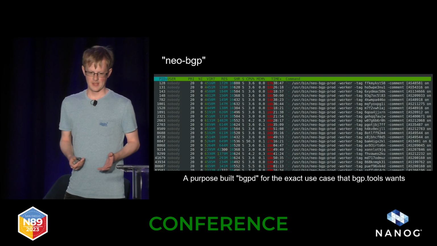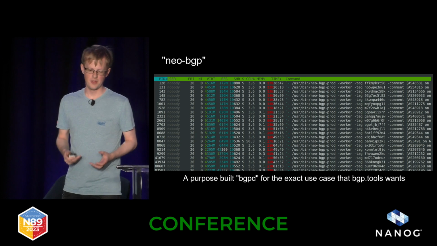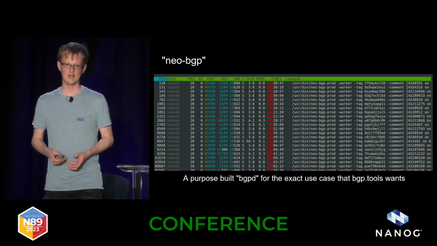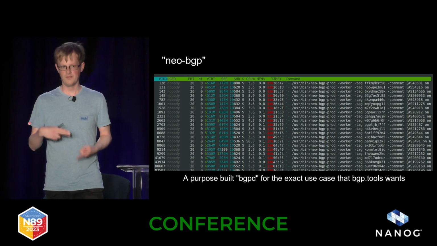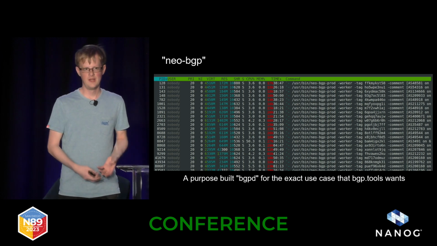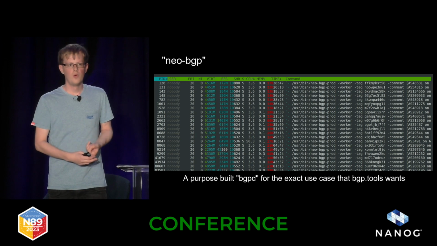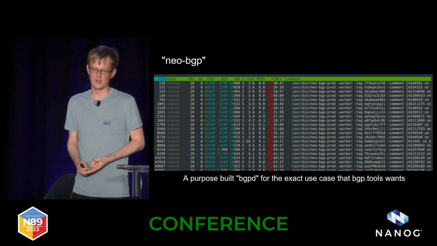So I built this thing called NeoBGP. It's a purpose-built BGP daemon for this exact use case, the use case being that bgptools is interested in real-time, interactive lookups. When you load a web page, it will go and ask sessions things like, what prefixes are around? What connectivity options do they have?